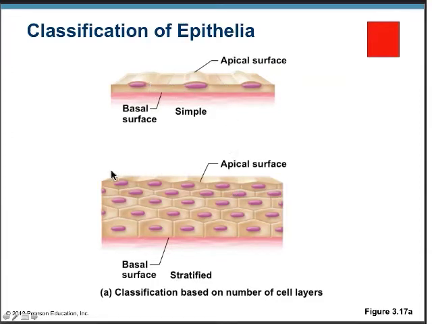Here's an example of what we call stratified epithelium, more than one cell layer, and the cell layer is named according to the shape of the cell in the most superficial layer. Okay, so this would be stratified squamous epithelium because the top layer tends to be pretty flat. This would be the basal surface of this tissue, and this would be what we call the apical surface, or the free part.